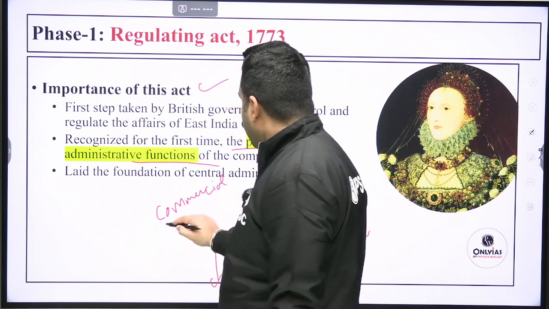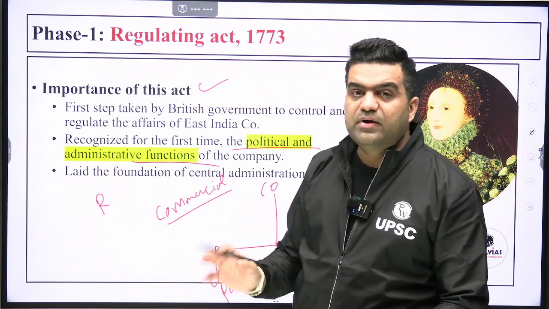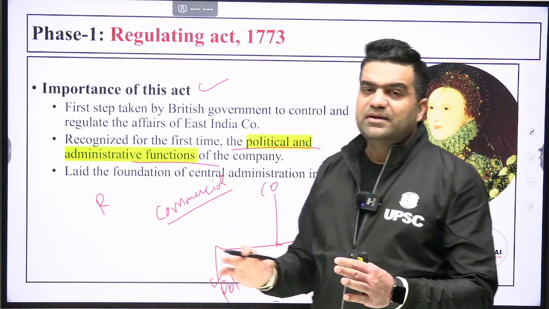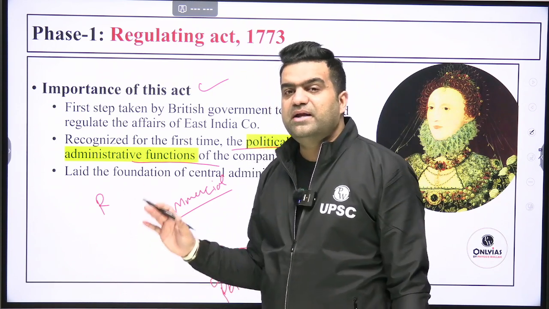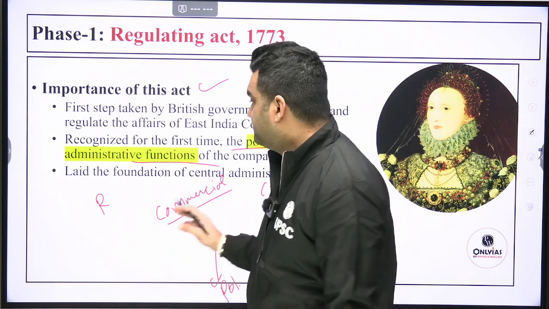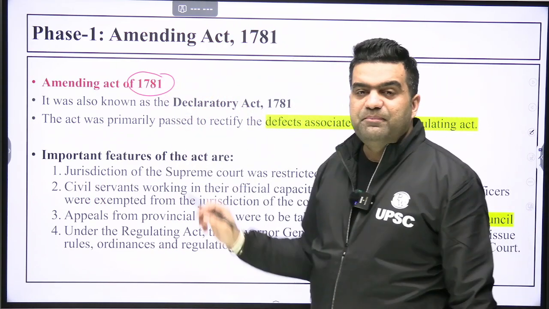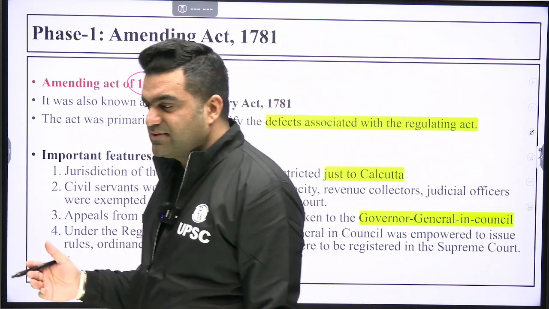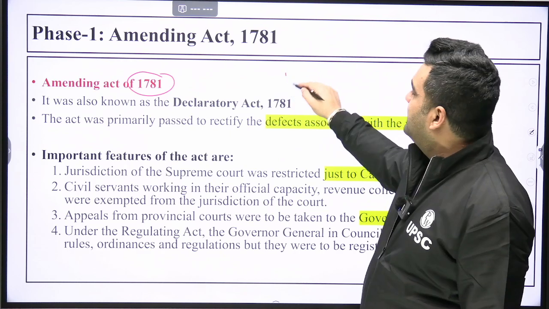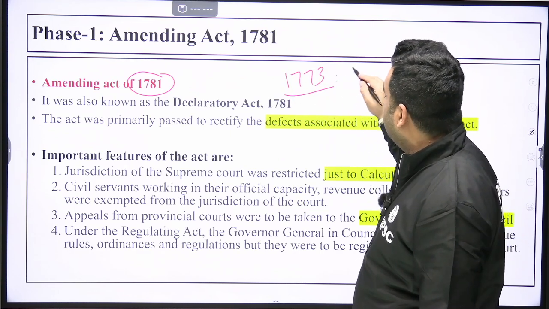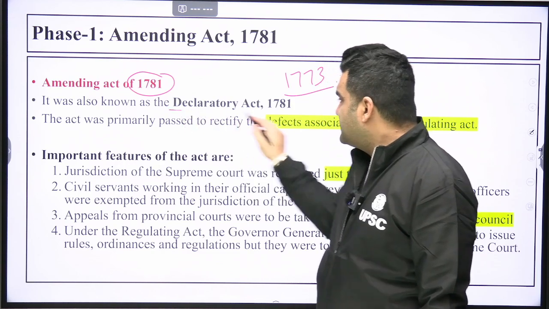Otherwise, it would become difficult for the company to carry out commercial functions. What is happening through this act? The Regulating Act passed in the British Parliament is giving the right to the Governor General of Bengal to manage the affairs of the company. In a way, the Parliament of Britain is legitimizing whatever the company is doing in India. Got it? Laid the foundation of central administration. Now, the Amending Act of 1785. The purpose of this act was to rectify the mistakes committed by the Regulating Act of 1773. There were some gaps left unattended by the Act of 1773. It is known as the Declaratory Act.